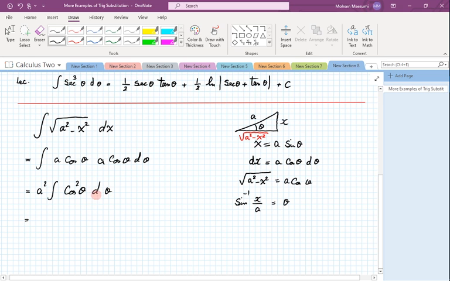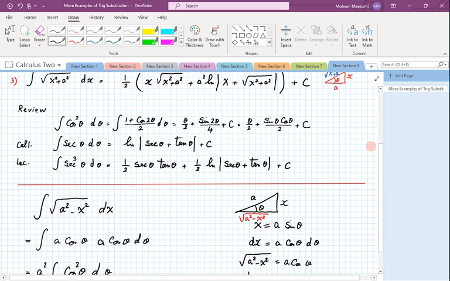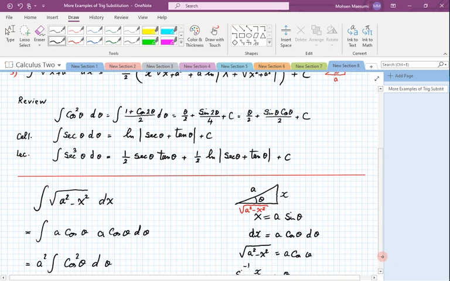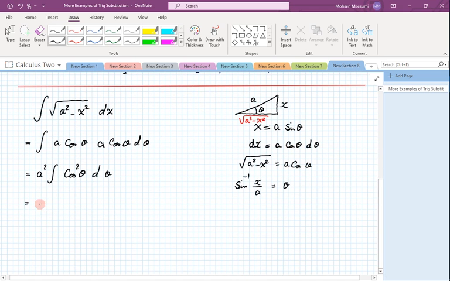And then you remember this is exactly what we did a few lectures ago. You have to go through a few identities. So this is a squared. Cosine squared, we can, for example, do it by double angle formula. So we say 1 plus cosine 2 theta over 2 d theta. So that's going to be a squared times the antiderivative of 1/2, theta over 2. Antiderivative of cosine 2 theta is going to be sine of 2 theta divided by 2, and I have another factor of 2, so that makes it a 4, and then throw in a constant.